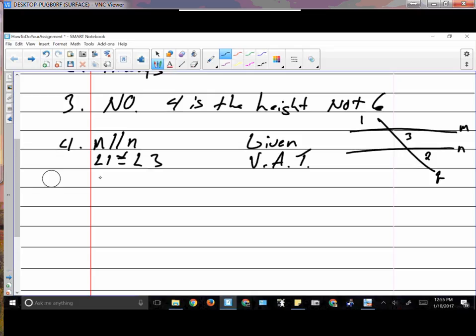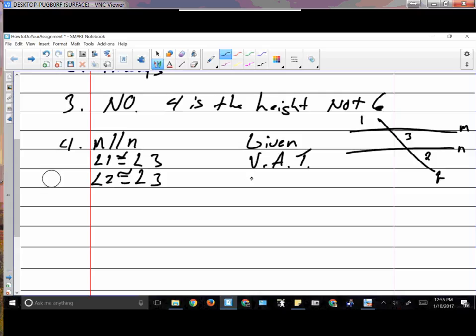So the next one, could I say that the measure of angle 2 is congruent to the measure of angle 3? Can I say that? Now, mind you, I'm just putting something down here and I'm asking myself a question. Can I say that? Do I know that 2 is congruent to 3? And what would be the reason why 2 is congruent to 3?